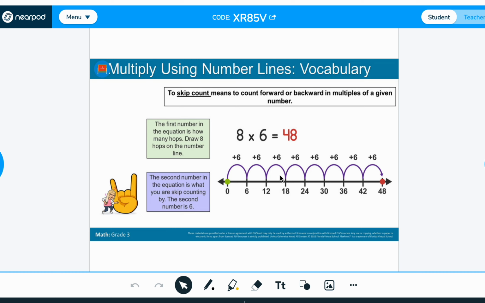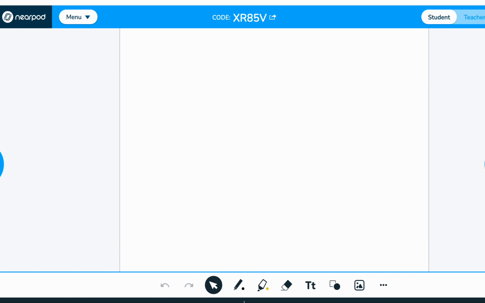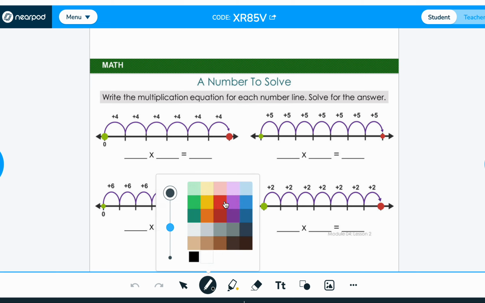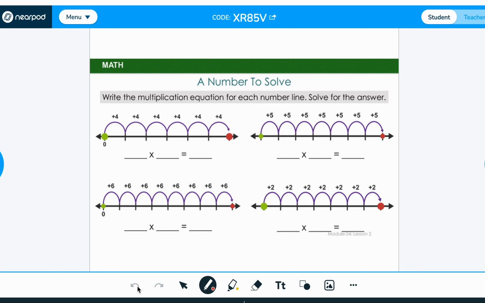So this is a number line, showing skip counting by 6, 6, 6, 6, 6, going all the way out. Let's go ahead and try this one to solve. I have a couple of different hops on a number line. We're going to focus on a couple right here. We're going to first start with my number 2.